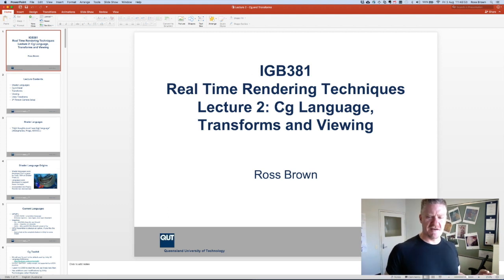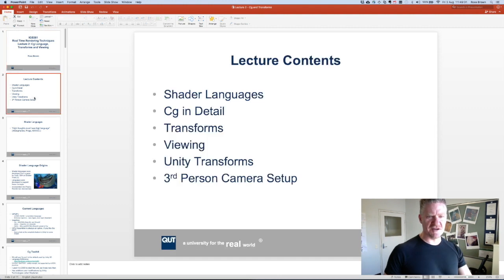Today we're going to cover a number of factors: the CG language, some revision of transforms, and viewing transforms as well. In light of the way the degree is now run, this is going to be a little bit boring, but I think it might be useful to refresh. I ummed and ahed about it and I thought, stuff it. I'll just give a quick brushing of transforms and camera viewing, just to remind people of some of the details if they're not so confident in that space. A lot of you will be.